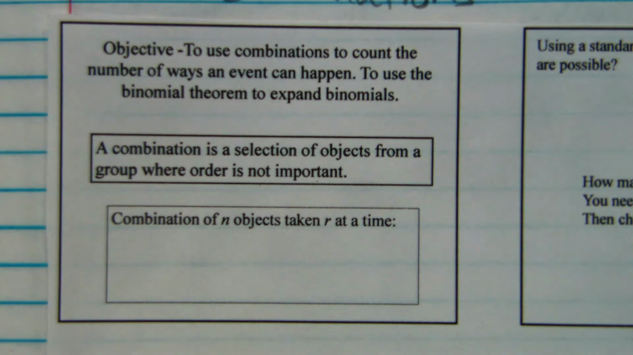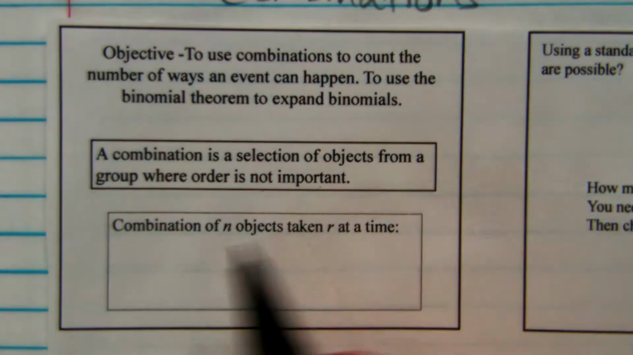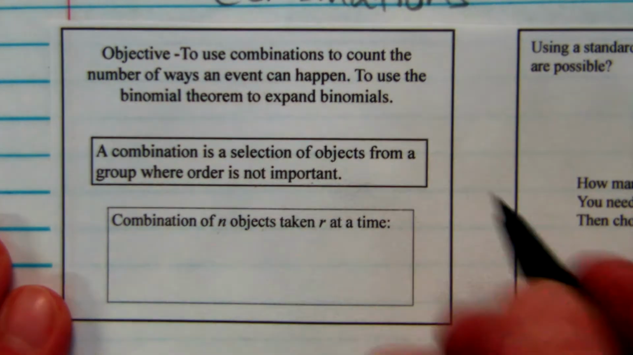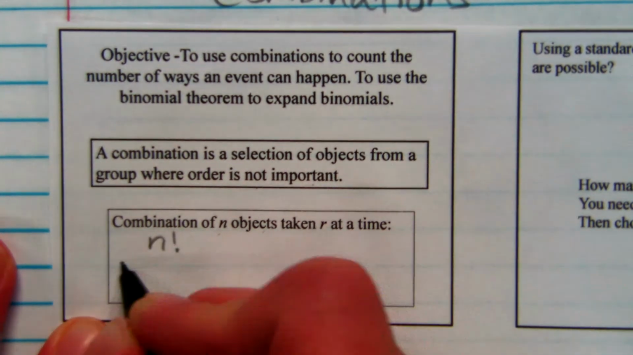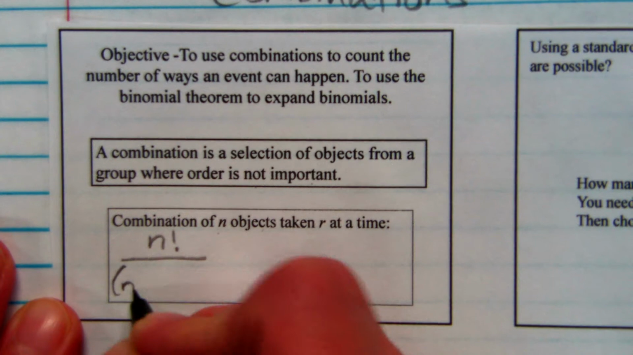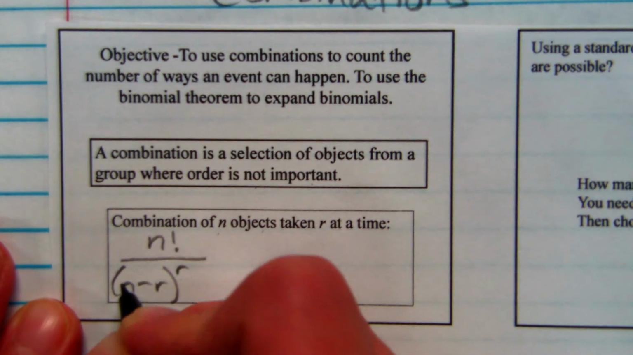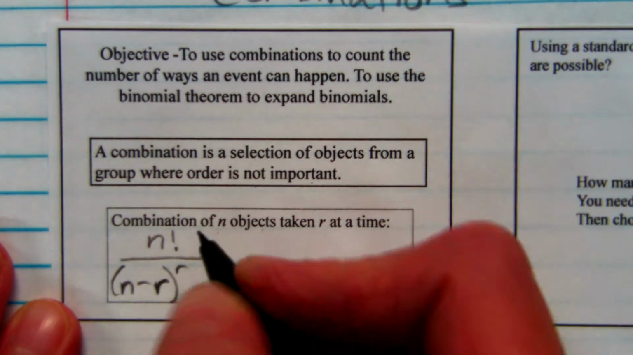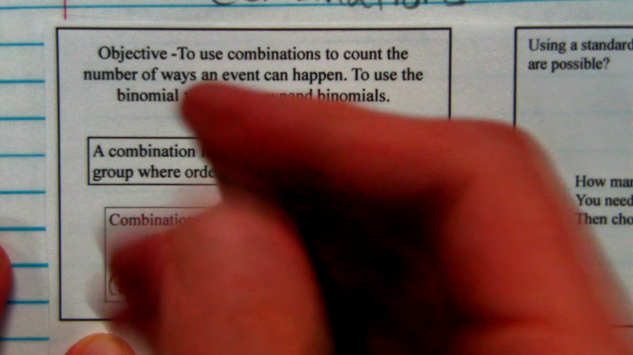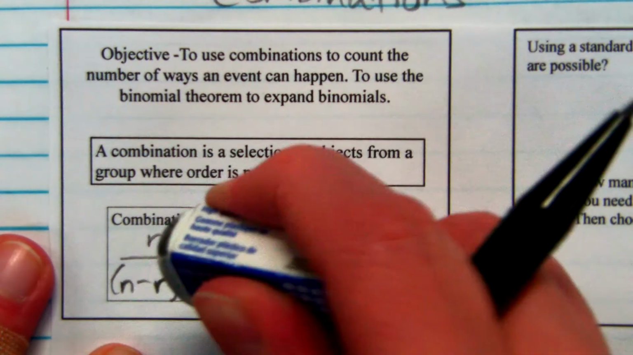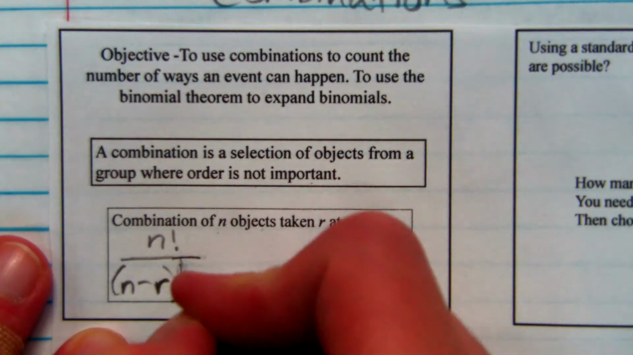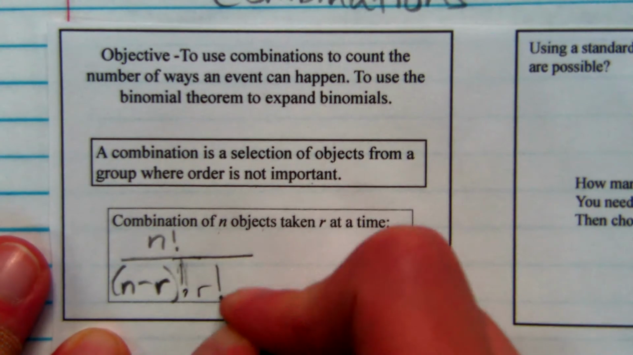So permutations, there's always going to be more ways because if you reorder it, it becomes a different thing that gets counted. Combinations are a little different. And there is a formula for this, a combination of n objects taken r at a time. It is n factorial over n minus r factorial times r factorial. I always think the n's and the r's get confused. I wrote the wrong thing.